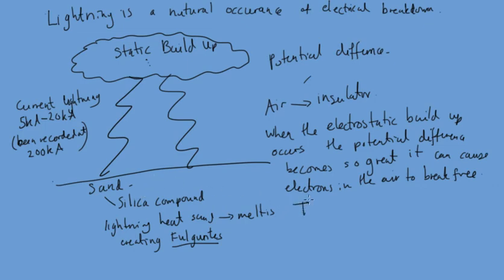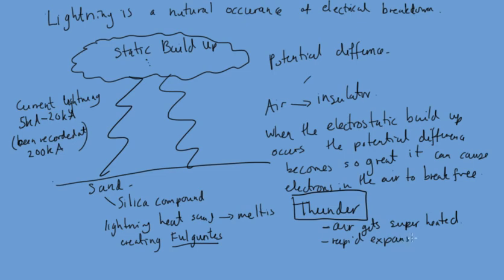Now what about thunder? What is thunder? The sound, what makes the thunder? What happens is the air, as the lightning travels through it, gets superheated. And as it gets superheated, there's a rapid expansion which creates the boom of the thunder.